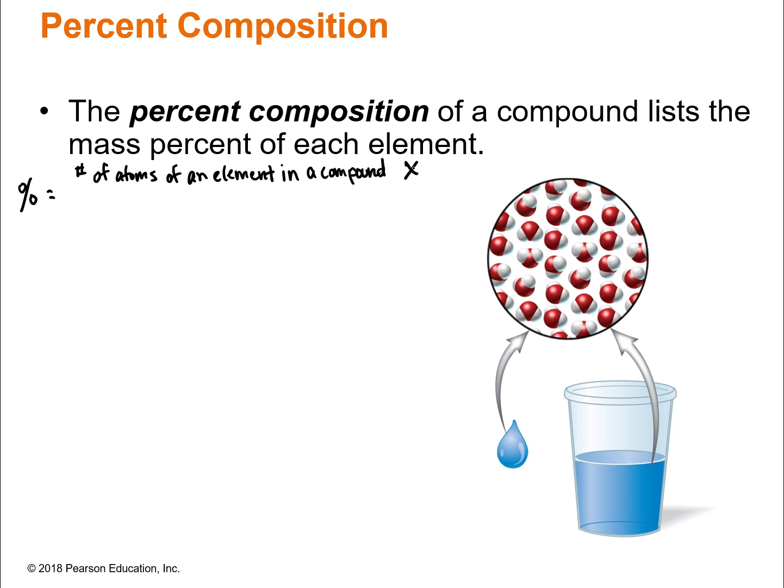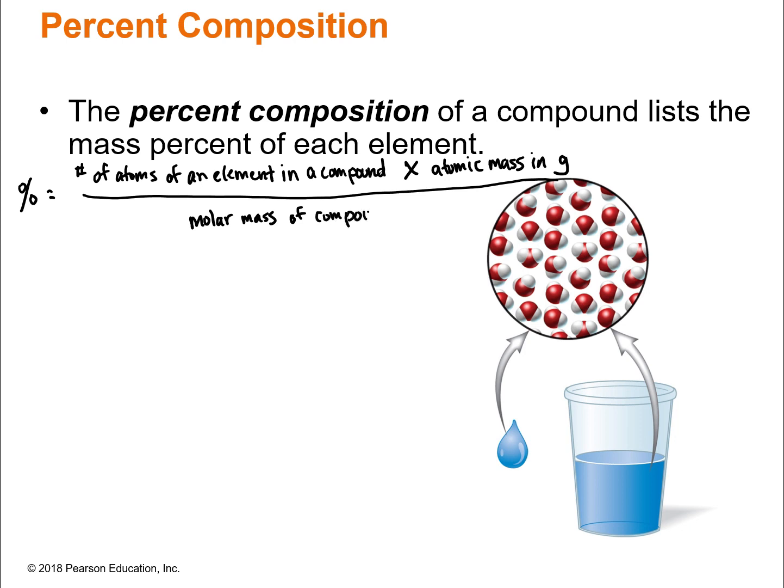you multiply that by the mass on the periodic table. But you express that atomic mass in grams. You divide that by the molar mass of the compound. Once you have that, you multiply it all by 100%.